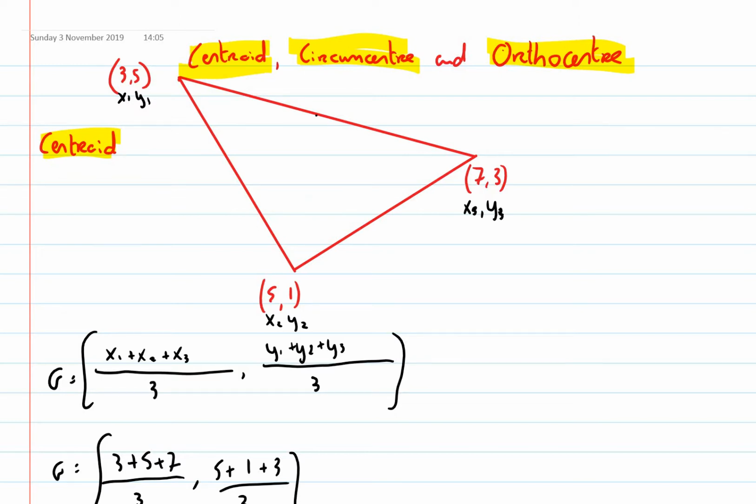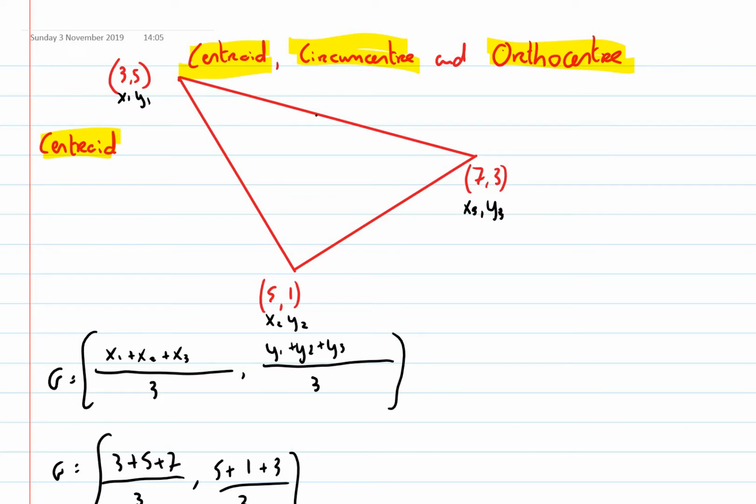In this video we're going to look at triangles. We're going to find the triangle's centroid, circumcenter and orthocenter. You need to know what these three are and you need to be able to distinguish between them, because there's no point in being asked to find the centroid and you find the circumcenter. You're going to get no marks.